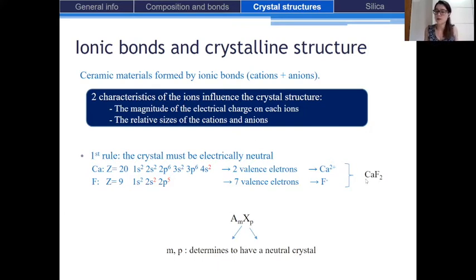So we will write that we have one calcium, the symbol of calcium, and two atoms of fluorine, the symbol of fluorine, F, with subscript number 2. Okay, and so that's why when you read books and articles and works about ceramics, the composition of the ceramics will always be given in this way.